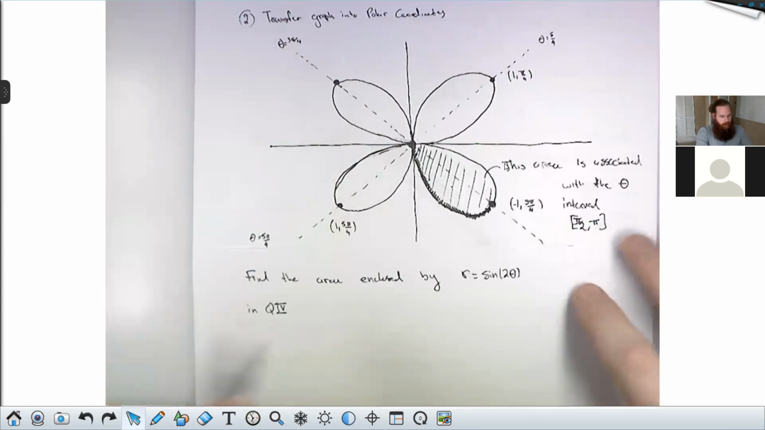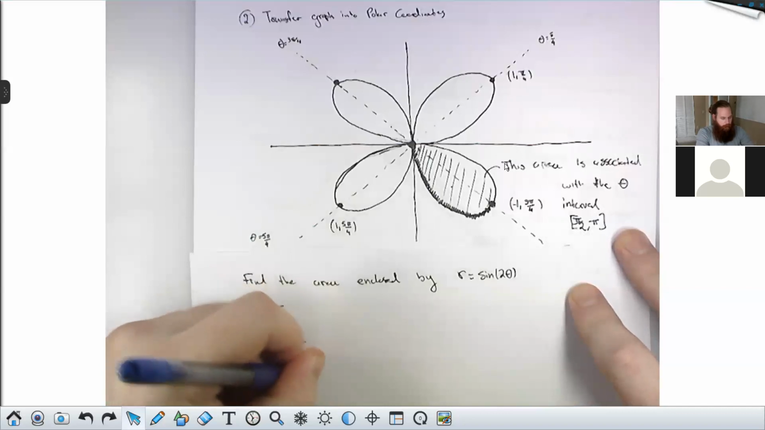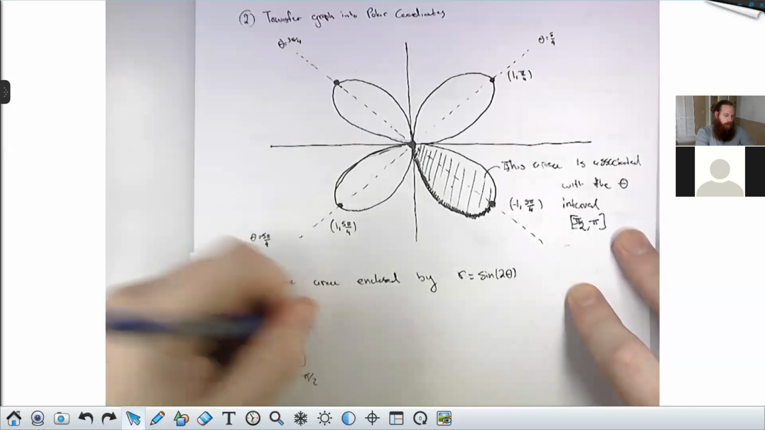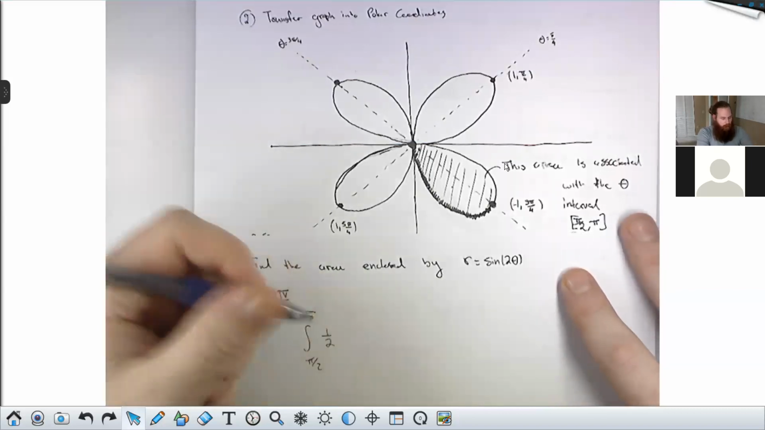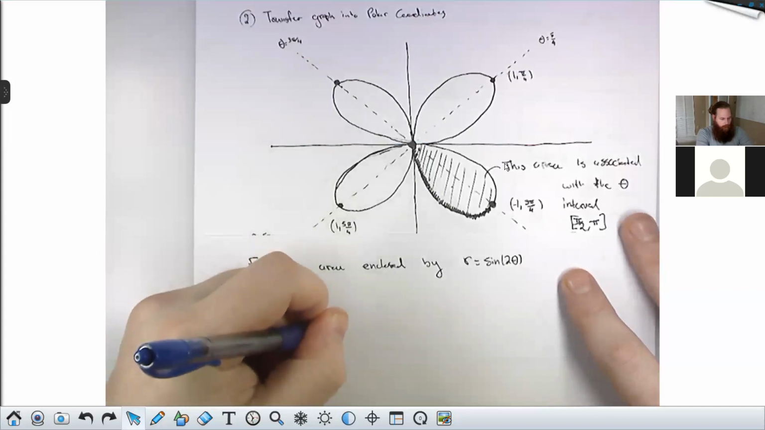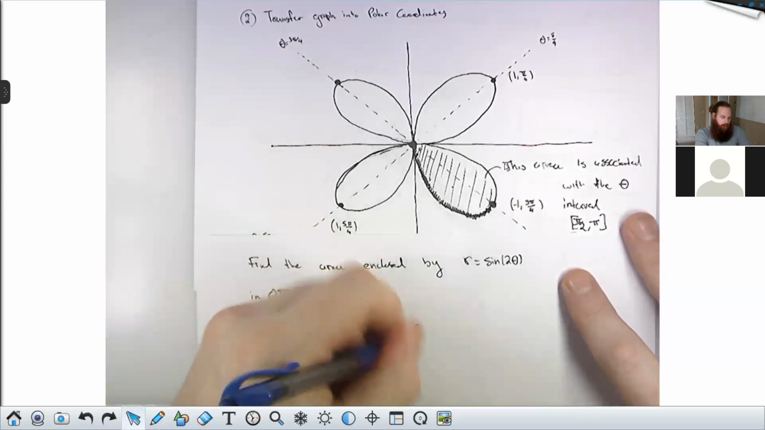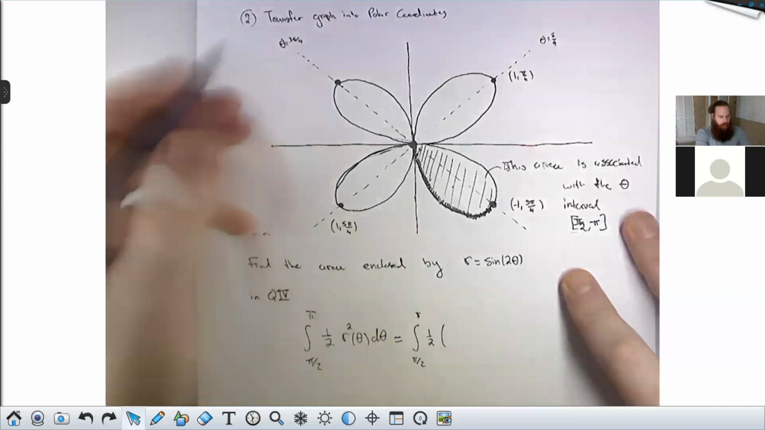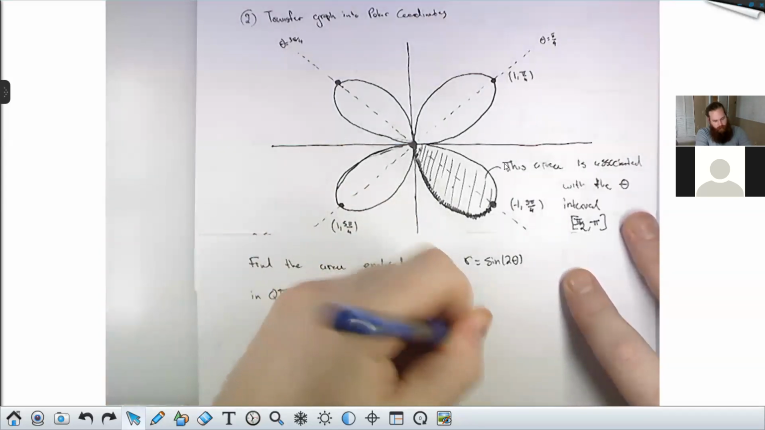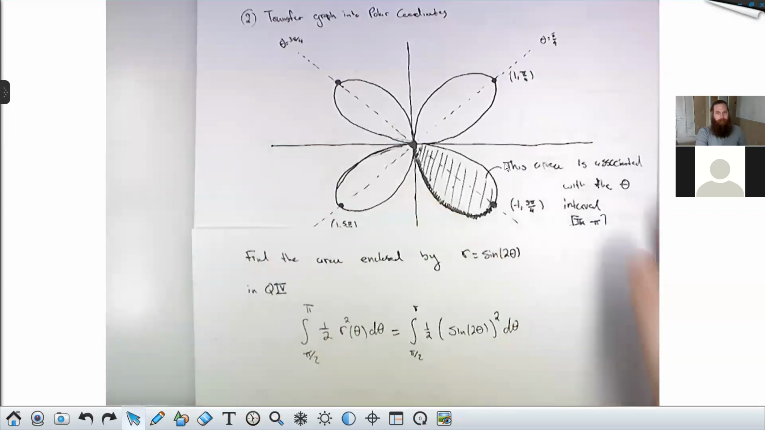So that petal came from the interval pi over 2 to pi. So I'm going to integrate from pi over 2 to pi. And then remember our formula. We integrate 1/2, not r, but r squared. So this is, I'll write it as r squared of theta d theta. And that's the integral from pi over 2 to pi of 1/2. What is r? Well, r is sine 2 theta. So this is sine 2 theta all squared d theta.